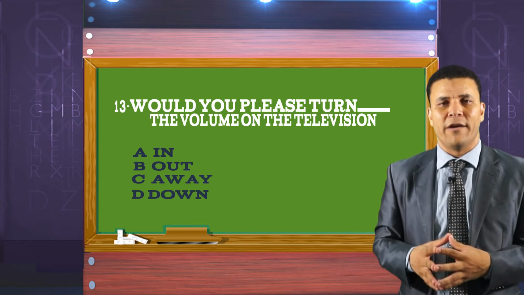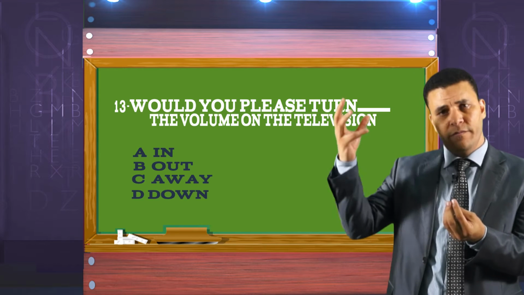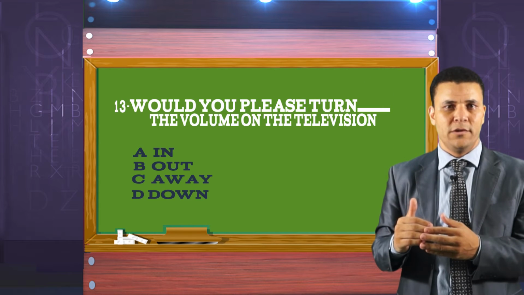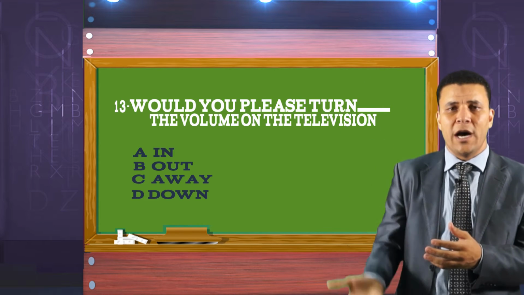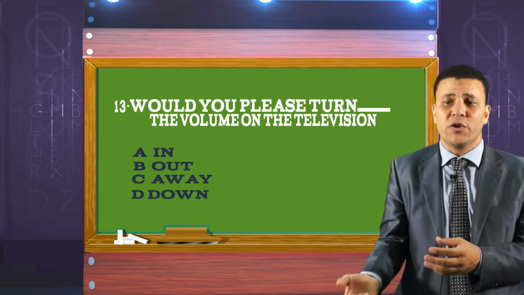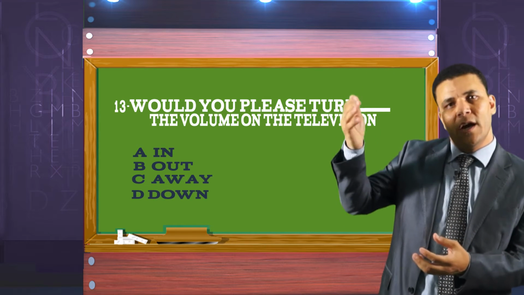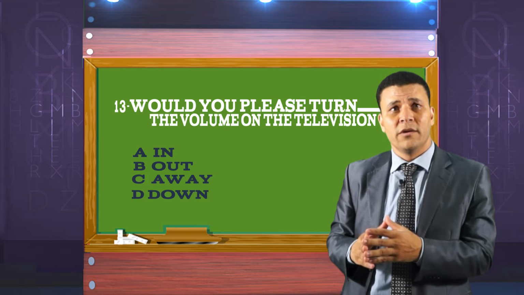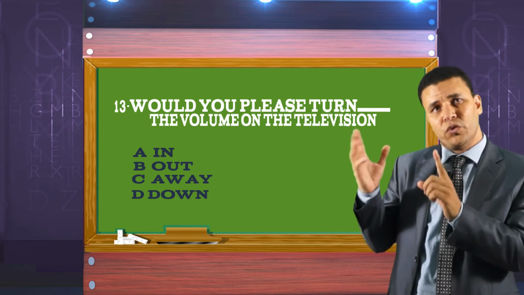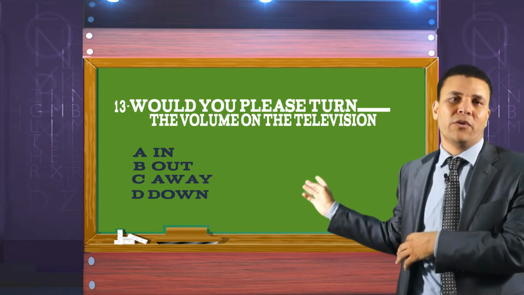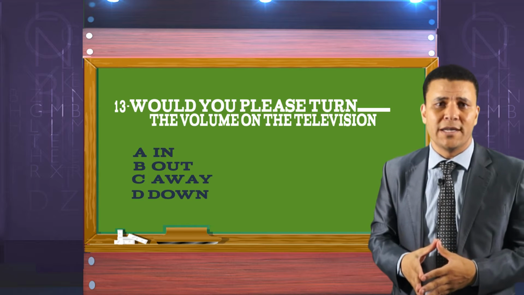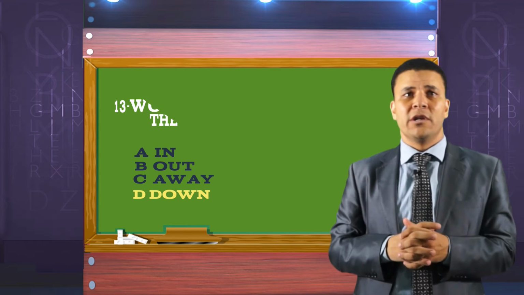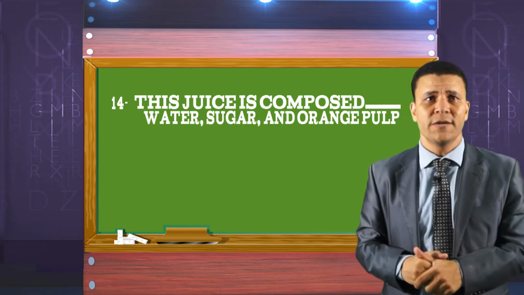Actually, with the word volume, the sound, we have up and down. If you say turn up, it means the sound is increased. If you say turn down, the sound is decreased. So here we have up and down to deal with volume. We have just down in the distractors. So the correct answer is D, down. Turn down.